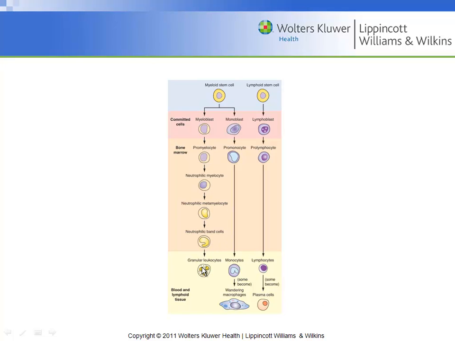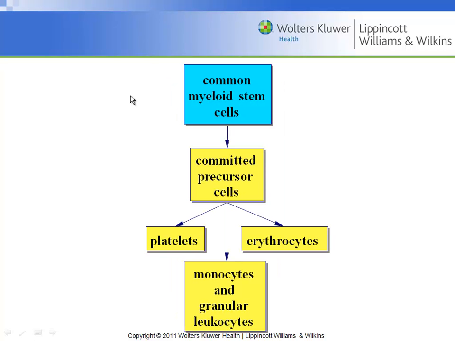And then myeloid, the granular leukocytes, so the ones that end in phil, eosinophil, basophil, and neutrophil. And then monocytes, they come from myeloid stem cells. So that's what they're showing you here, common myeloid stem cells. Committed precursors are going to become something. In other words, they can only become one of these things. You can't go backwards. So platelets, monocytes and granular leukocytes, and erythrocytes.